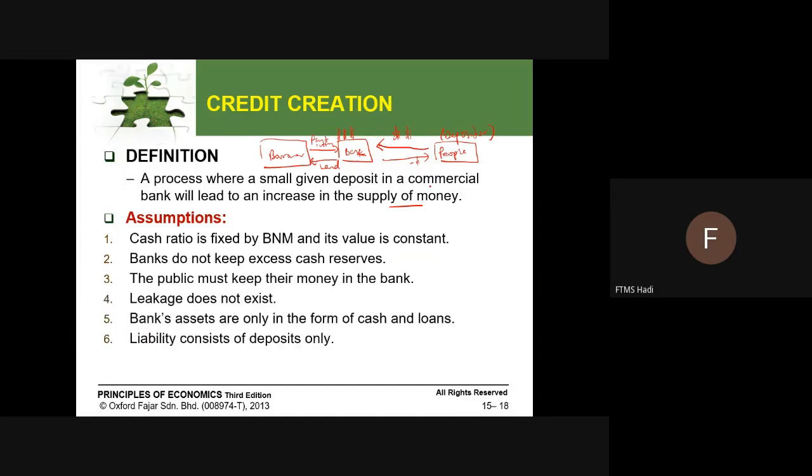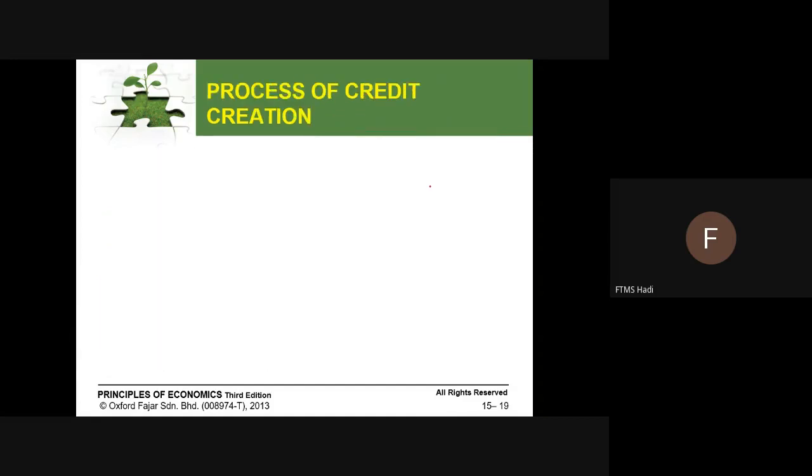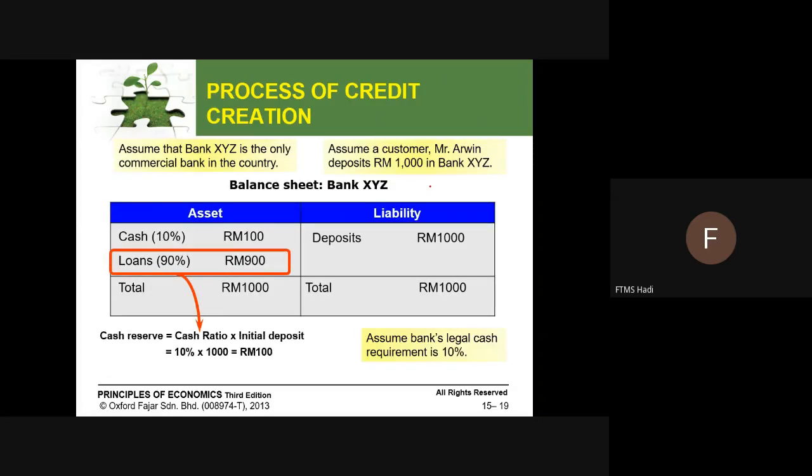Okay, so these are some assumptions. Quite a lot. We're talking about loans here. Loans usually are a main bank's business.